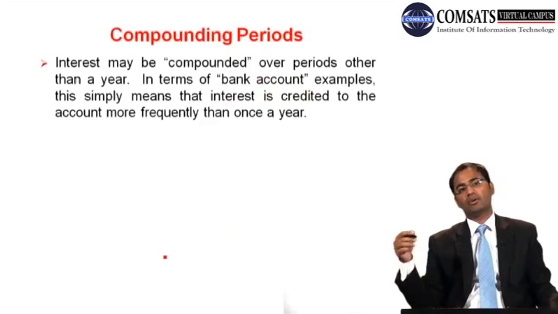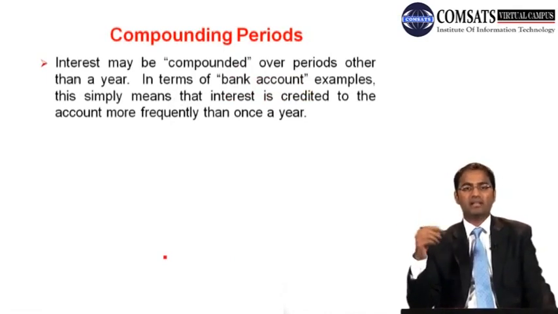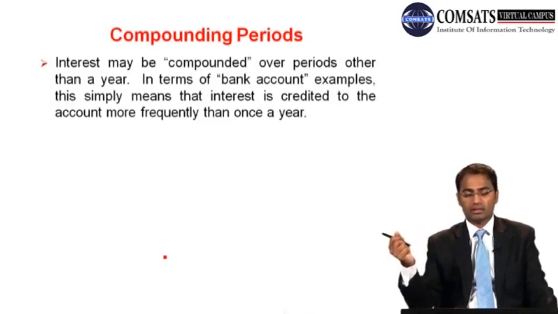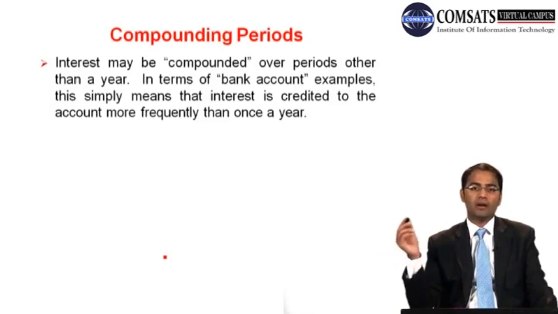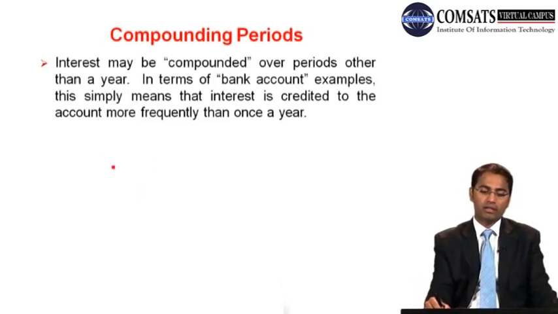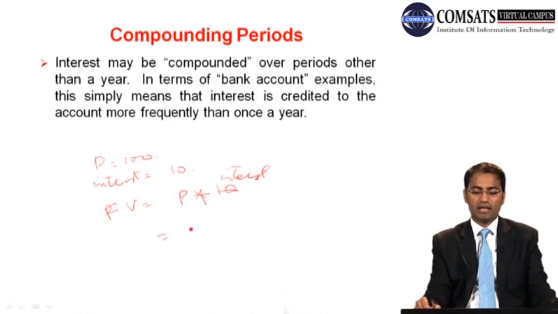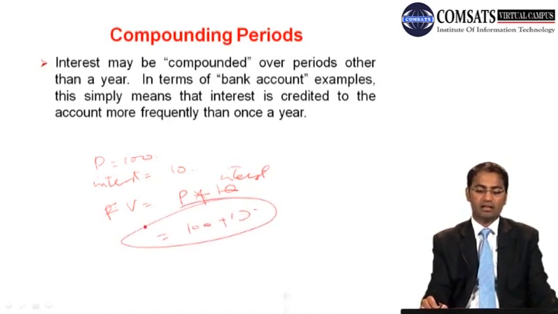Now, regarding compounding periods, there are two types of interest, simple interest and compound interest. The formula we were using was for compound interest. But take the concept of one principal amount, let's say the principal amount is 100, and then interest is 10. The future value will be the principal amount plus interest, and hence that will be 100 plus 10. Now that concept is called simple interest.